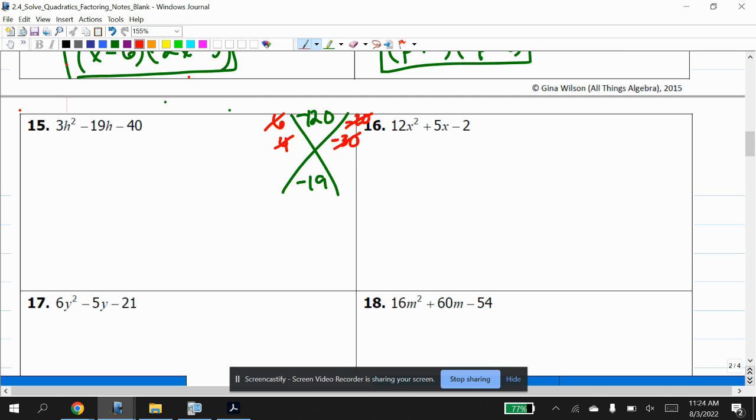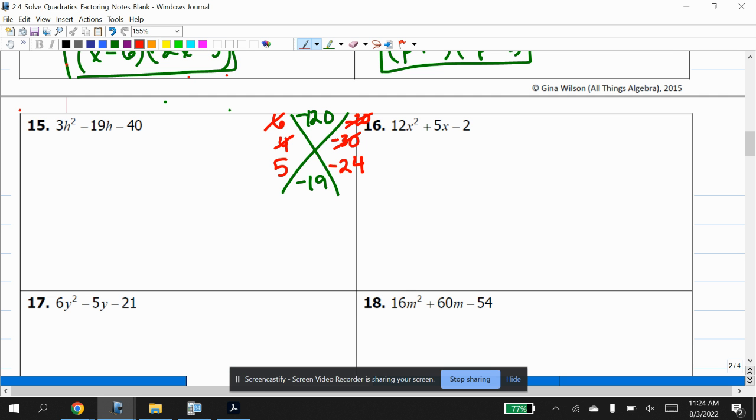Yeah. How do we know 5 goes into 120 without doing the calculator? Yeah, 5 goes into anything that ends in a 0, right? How many times does 5 go into 120? 24. What's negative 24 plus 5? Negative 19. Okay.